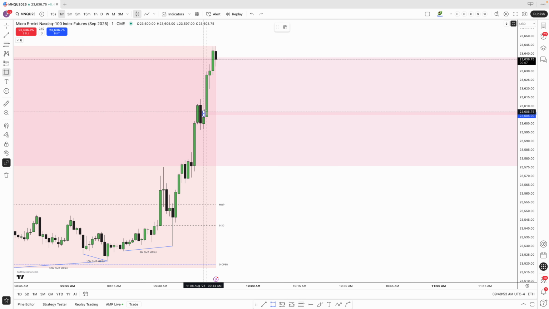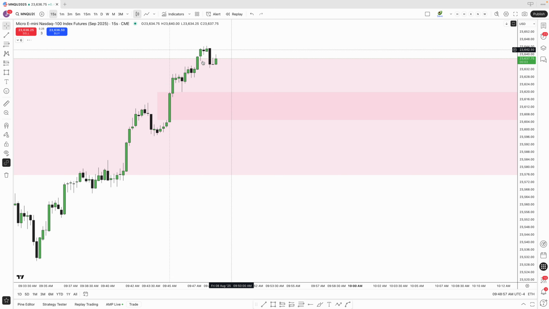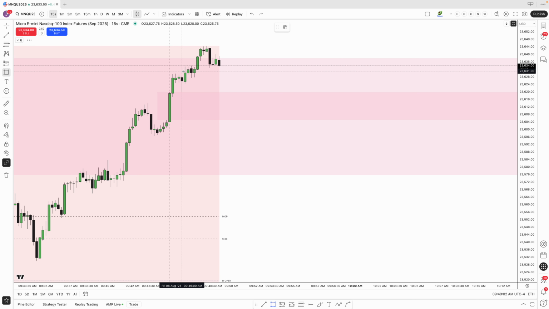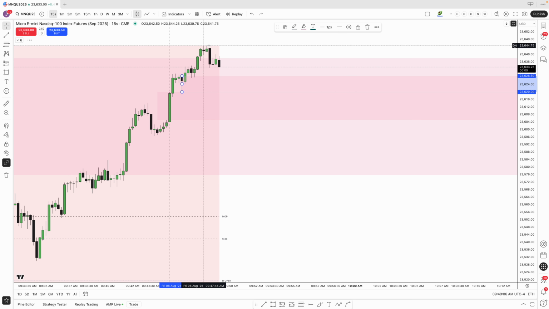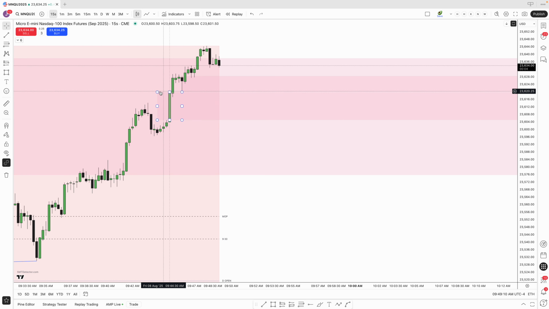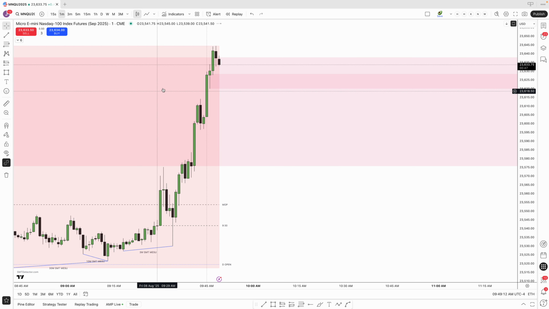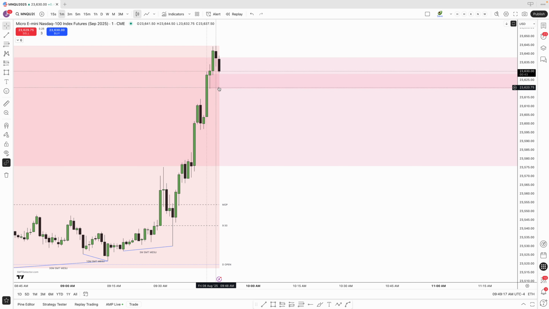Fair value gap's kind of far. So I would zoom in, see what we have on the 15 second, and it looks pretty nice here. This order block formed support, ran higher. I would consider that a CSD. On the 1 minute, it's not, but that's okay.